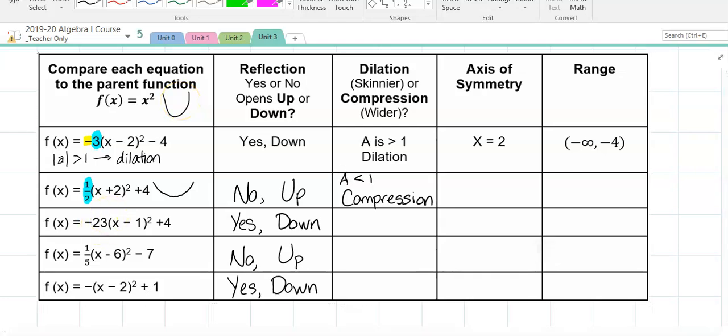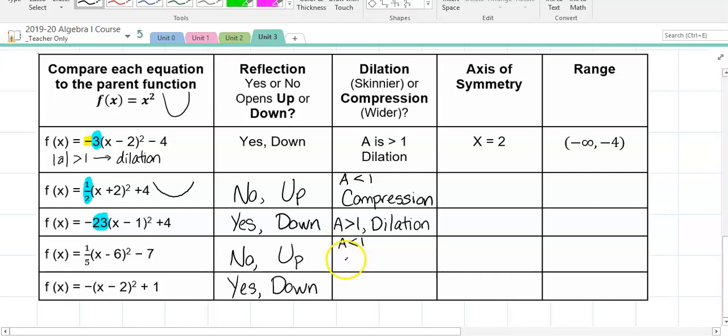The next one, the absolute value of A is bigger than 1. 23 is bigger than 1. A is bigger than 1, so it's a dilation. Here, A is a fraction again. And not just a fraction, but a fraction that's less than 1. A is less than 1, so it's a compression.